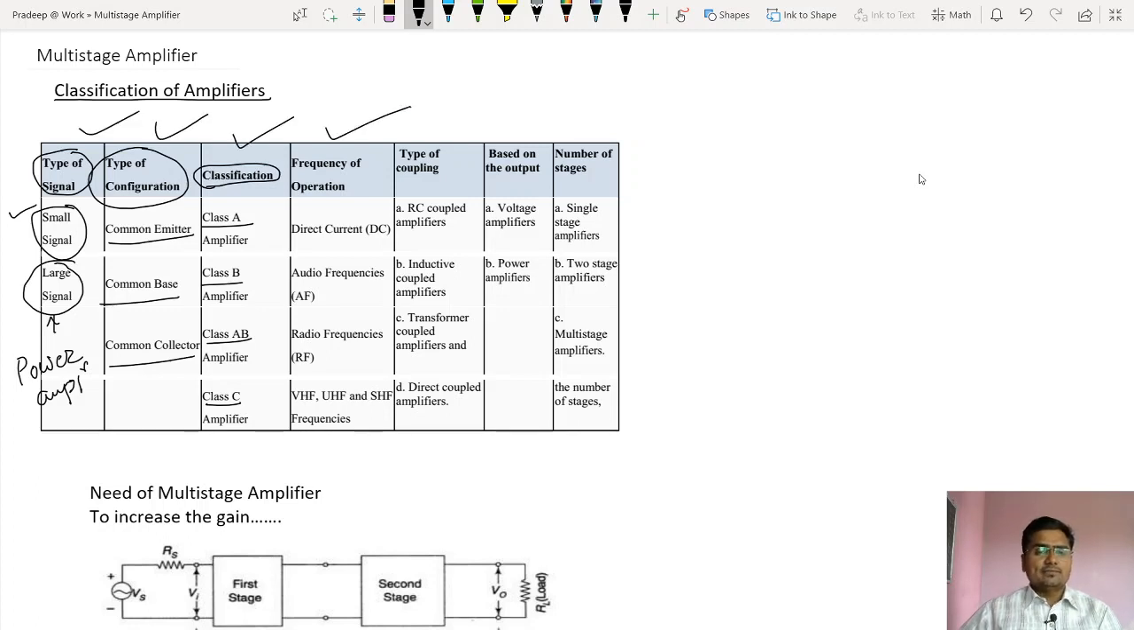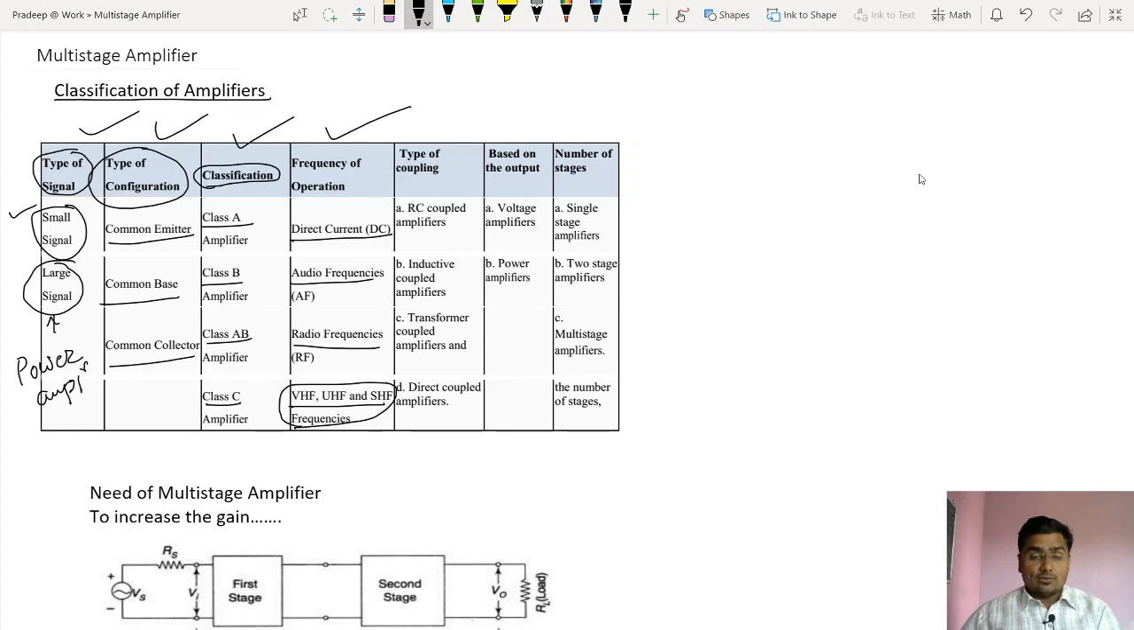Now, depending upon the frequency of operation, I can classify amplifiers as direct current, that is DC, audio frequencies, radio frequencies, and even VHF and SHF frequencies. So depending on the operating frequencies of the amplifier, I can classify them. So there is no restriction to classify the amplifiers. It completely depends on the application where I'm using it.